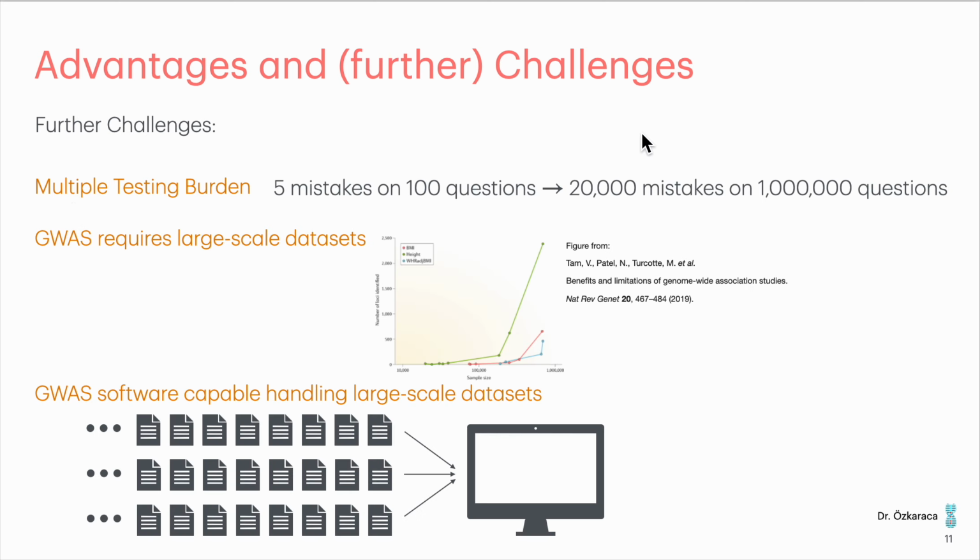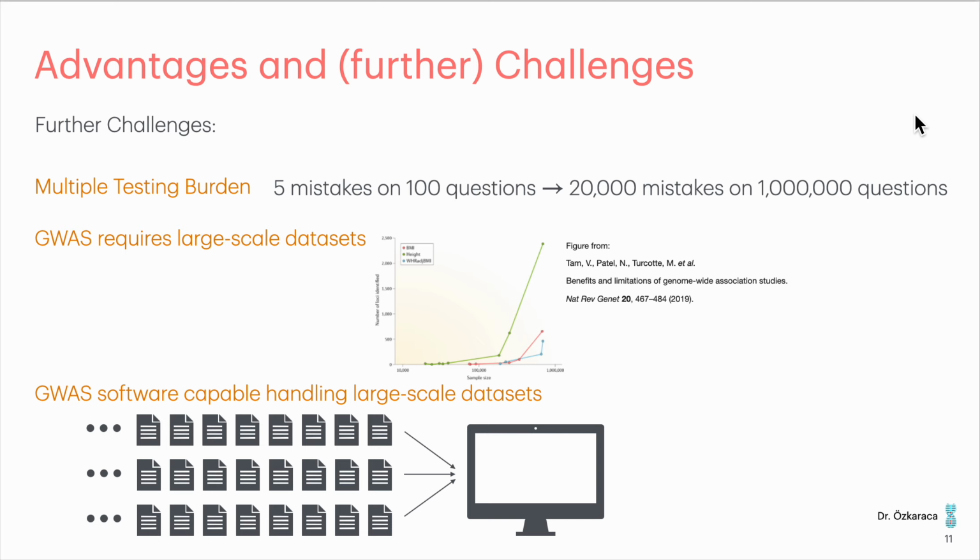Now, I would like to finish with some further challenges. One further challenge is what we call the multiple testing burden. Imagine you are solving 100 questions and you make 5 mistakes. If you project that to solving 1 million questions, that would give you 50,000 mistakes. That's a lot of mistakes.